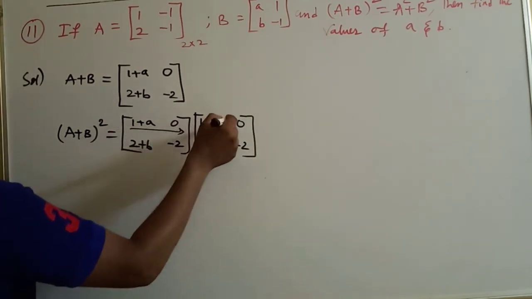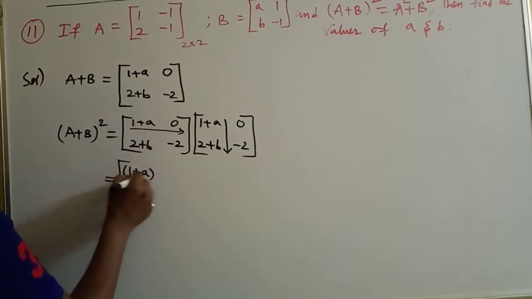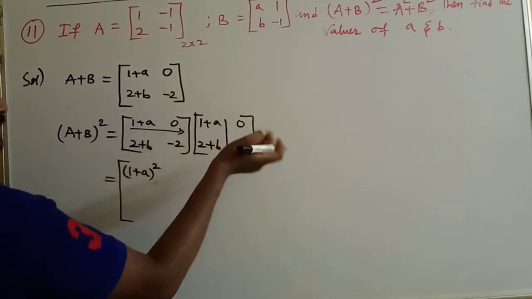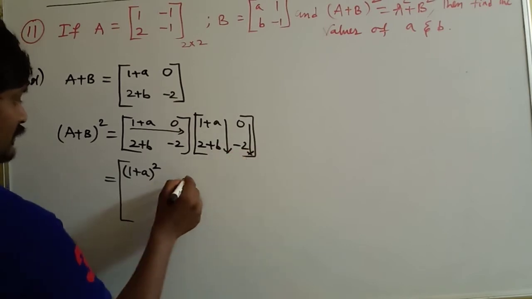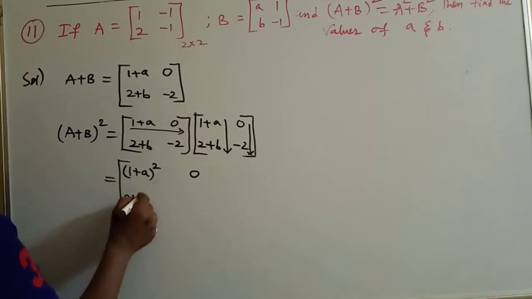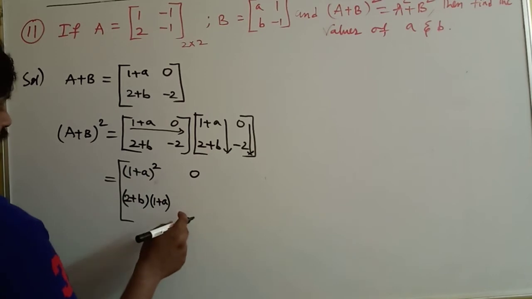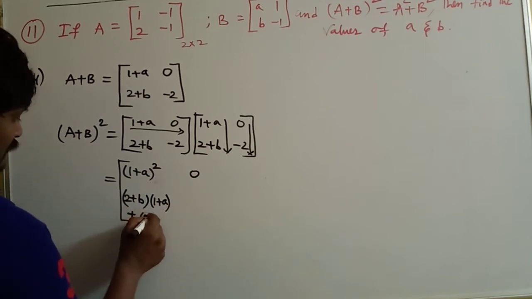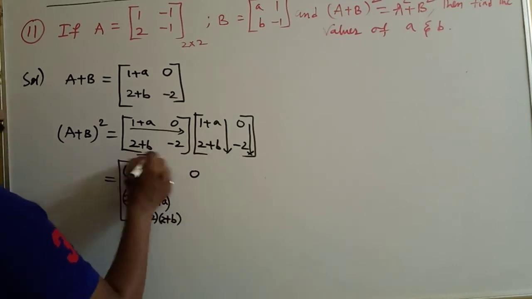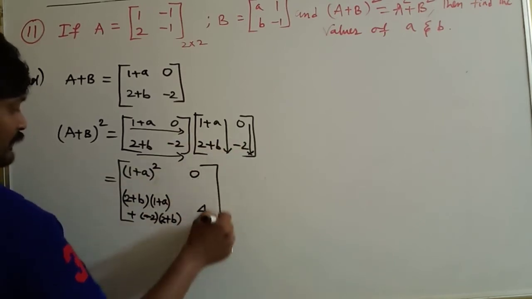Then multiply first row, first column for the first element. So 1 plus a into 1 plus a, (1 plus a) whole square, plus 0 into any number is 0, so no need to write. Now 1 plus a into 0 is 0, 0 into minus 2 is also 0, so the second element should be 0. Next, 2 plus b into 1 plus a, plus minus 2 into 2 plus b. Last one, 2 plus b into 0, 0, minus 2 into minus 2, minus into minus is plus, 2 twos are 4. You got this?